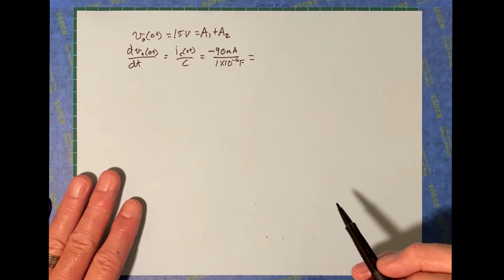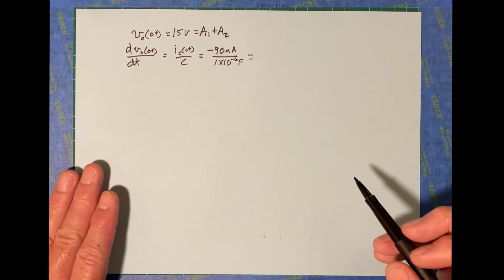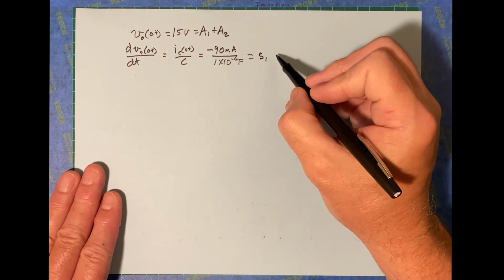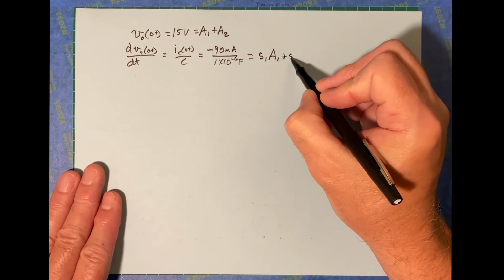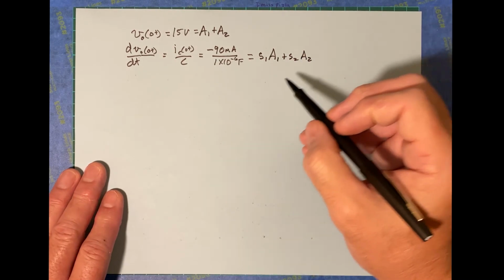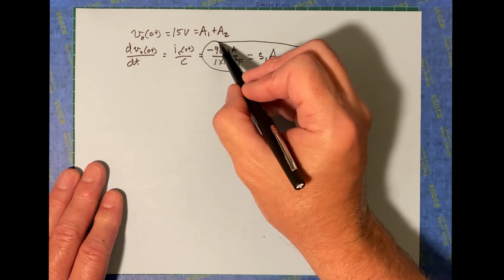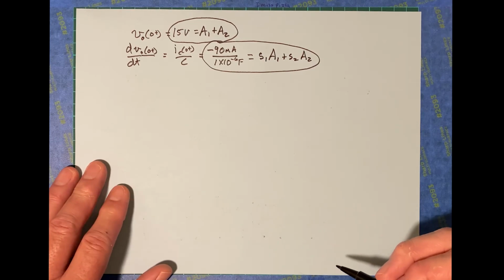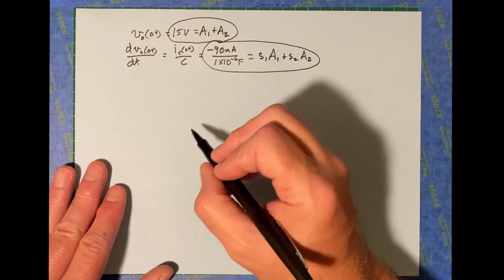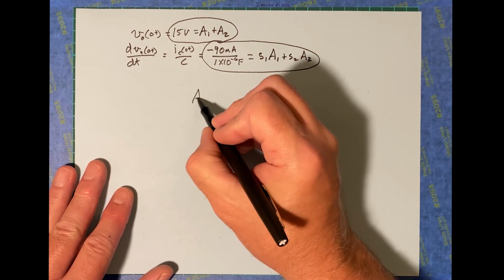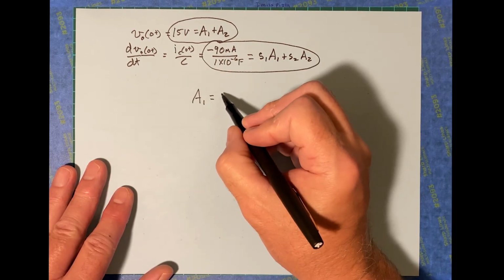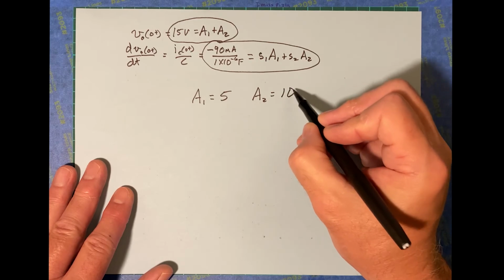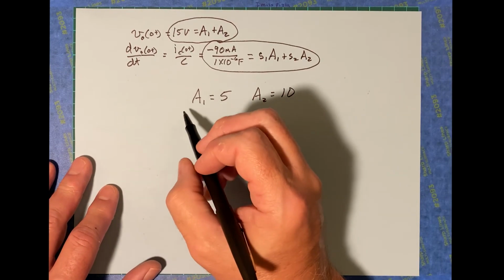Now that's equal to our voltage function. Take the derivative of it and evaluate it at t equals 0. Hopefully you've done it enough now that you recognize that's going to be S1A1 plus S2A2. And here then are our two equations that we can use to evaluate A1 and A2. I will jump to the solution, though you really should practice that. A1 is going to be 5, A2 is going to be 10. Yeah, that's right, according to my notes.